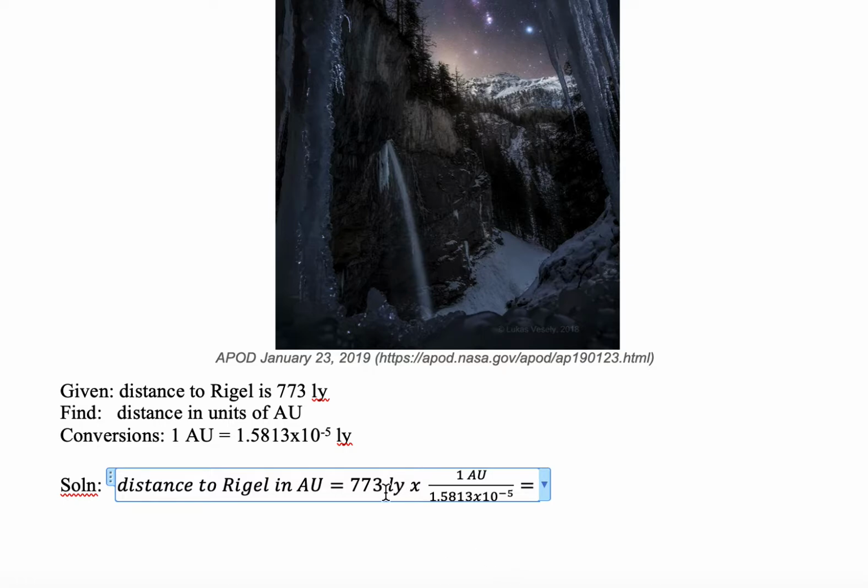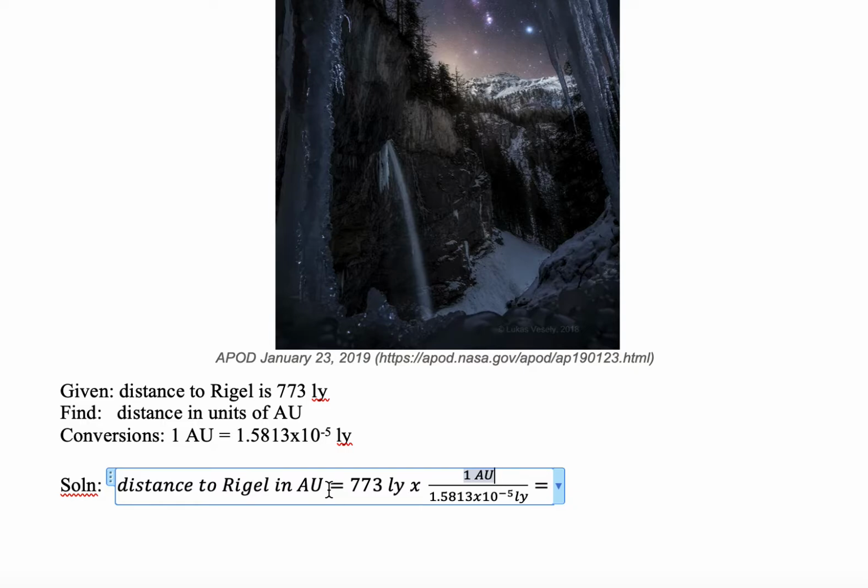Since we have light years in our starting point, we want to put light years in the denominator. So we've got 1.5813 times 10 to the minus fifth light years in the denominator, and then in the numerator we put 1 astronomical unit. So now what we're doing is multiplying 773 by 1 astronomical unit divided by 1.5813 times 10 to the minus fifth light years. You'll notice that light years will then cancel and we're left with an astronomical unit on the top, which is the answer that we want in our units, astronomical units.